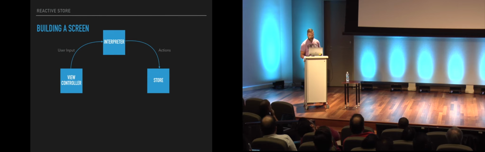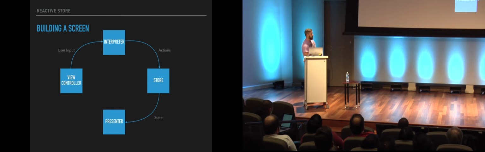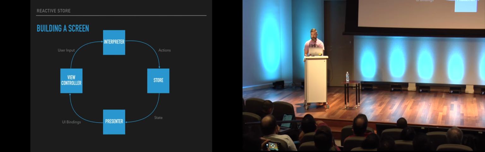We feed that into what's called an interpreter, and the interpreter's job is to take that raw user input and apply the grammar of the actions that the user input means to the system. So I slide a slider, that means this action. The interpreter's job is just to map user inputs to actions and dispatch them to the store. Then we use what's called a presenter. The presenter's input is the state coming out of the store, and its output is UI bindings that the view controller can listen to.